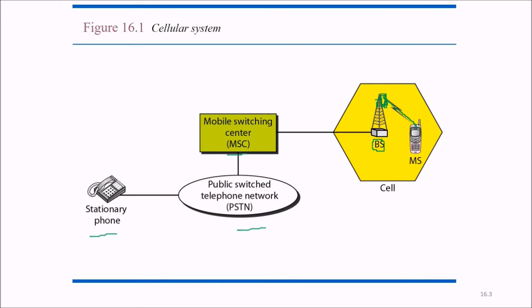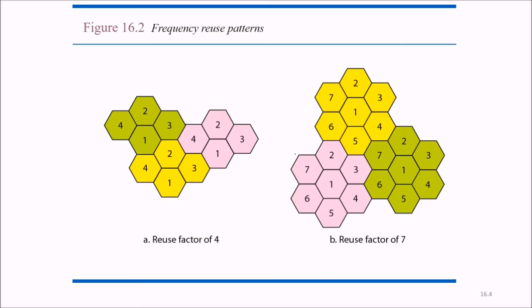And this is one cell, typically in the form of a hexagon. The names cell phone and cellular have come from these cells only. So a number of cells, each with a base station coverage, makes your system a cellular system.